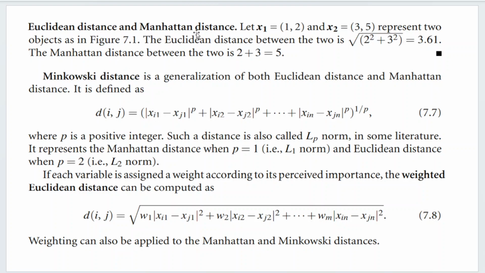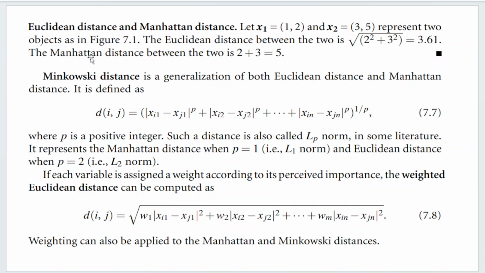And see here, Euclidean distance and the Manhattan distance. I have taken one example: let x1 be (1, 2) and x2 be (3, 5), which represent two objects. So how to calculate the distance between the two? What is the equation? We know that it is the square root of (x2 minus x1) whole square plus (y2 minus y1) whole square. That is our formula for calculating the Euclidean distance. Now we apply the same formula between x1 and x2. So how much will we get? The square root of (3 minus 1) whole square plus (5 minus 2) whole square, which gives 3.61.